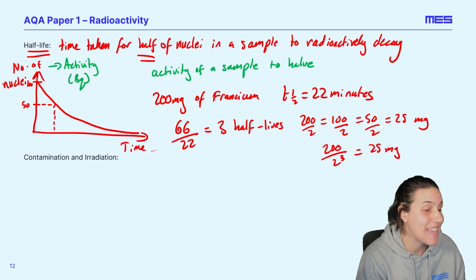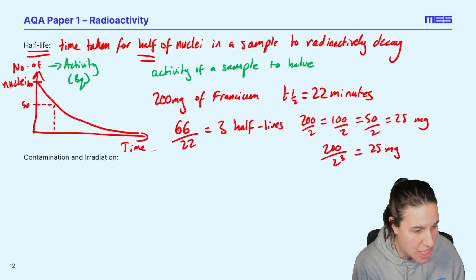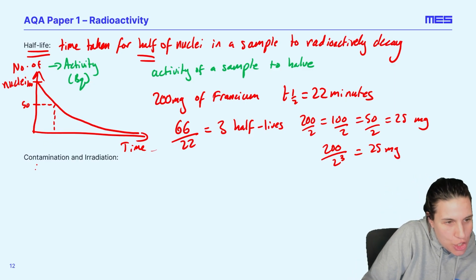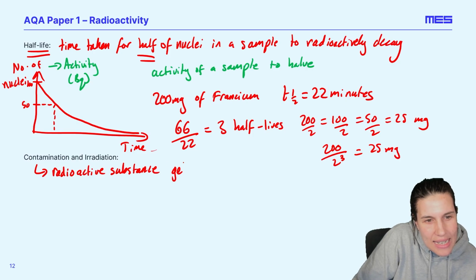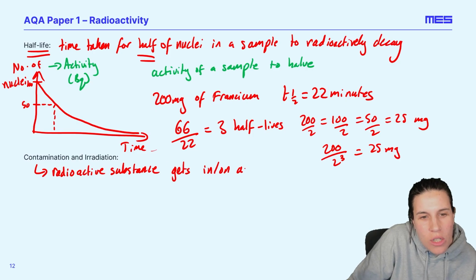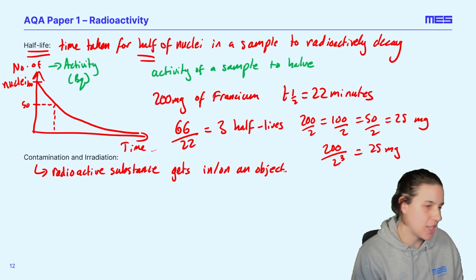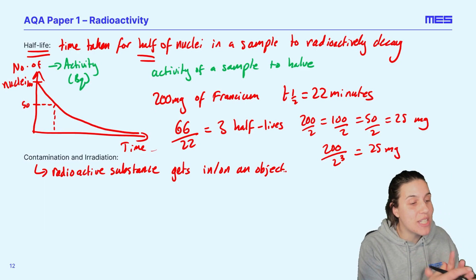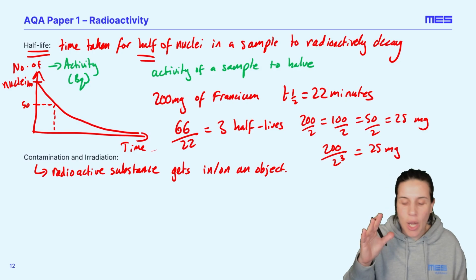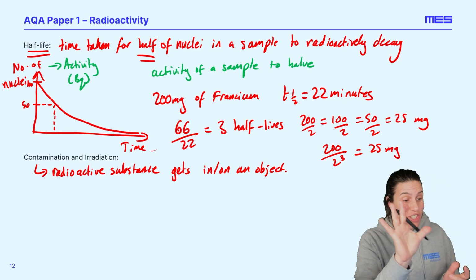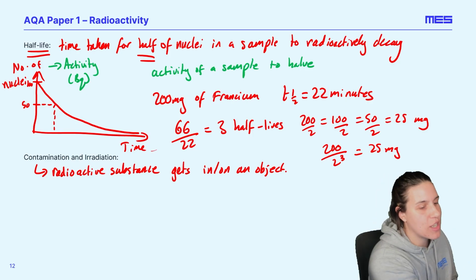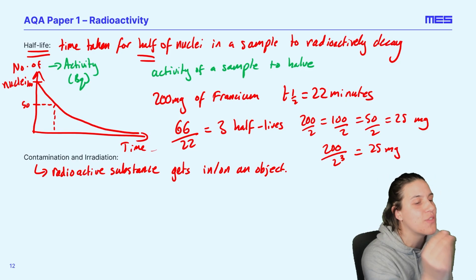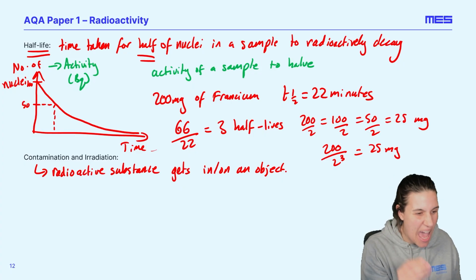Now, the final thing I just want to talk to you about is the difference between contamination and irradiation, okay? So contamination is when a radioactive substance gets in or on an object, okay? So that's like imagining that a radioactive liquid has spilt all over my lab desk and I put my hand in it. Then that thing that's decaying radioactively is on my hand. If I go and touch the doorknob to get out of my lab, I'm going to transfer those particles. If I shake hands with someone, I'm going to transfer those particles. So that is what contamination is.